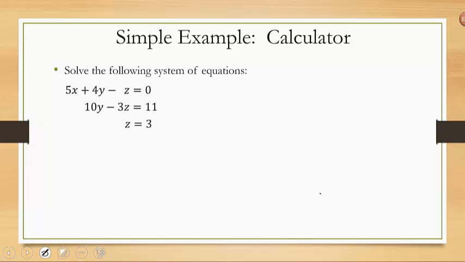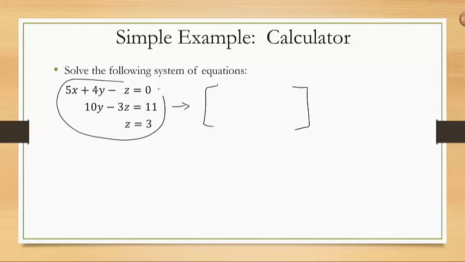Simple example using a calculator. Okay, now to use a calculator, we need to set this up as a matrix. So as a matrix, let's go ahead and set that up. So just do two brackets to do a matrix. Now, on your equations here, wherever you don't have a variable, put a 0.